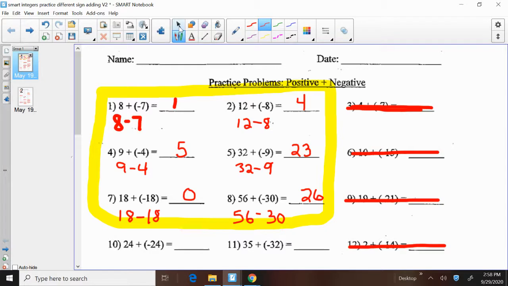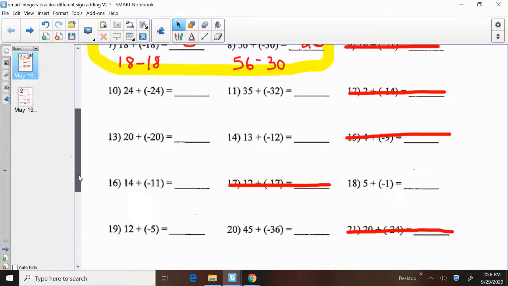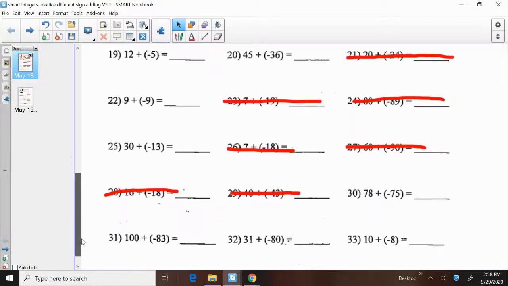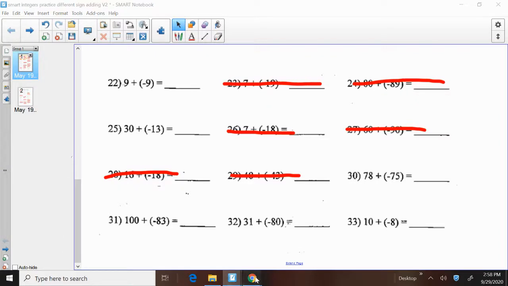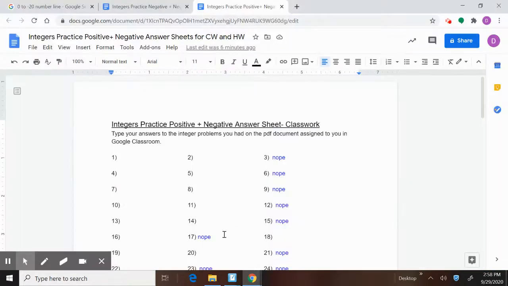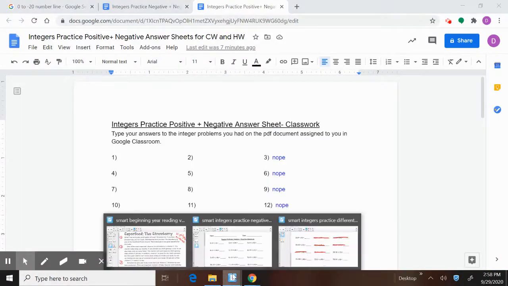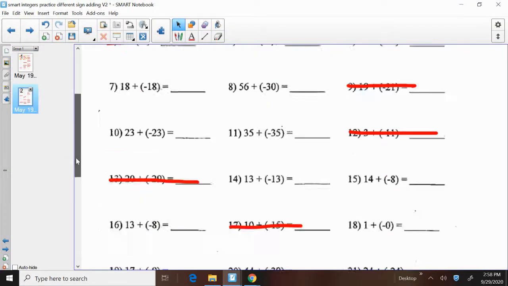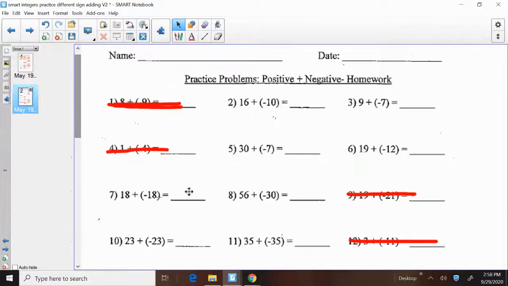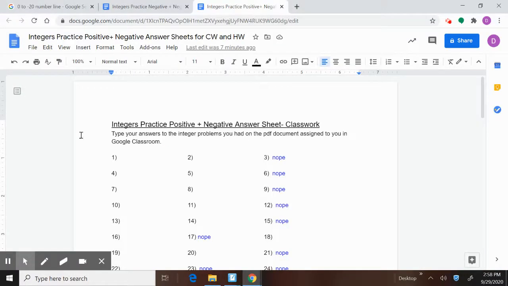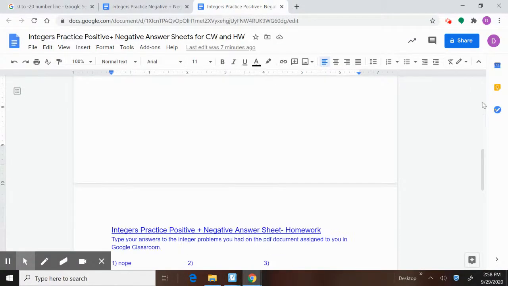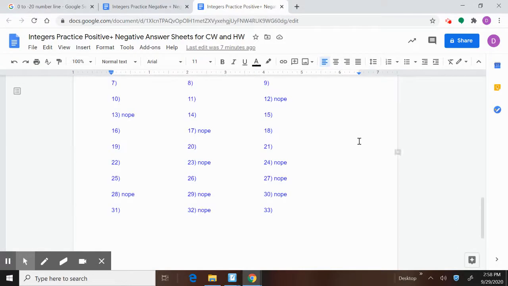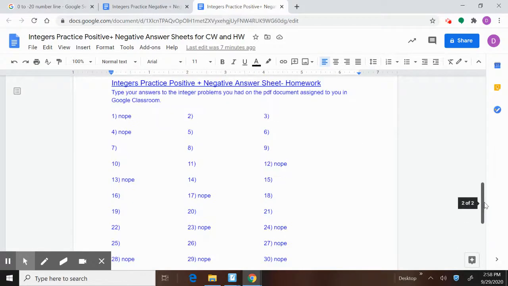All right, so that's all the examples I think I need to show you because it's pretty cut and dry and straightforward. Your task will be to complete the problems that aren't crossed off and put them on the answer sheet that I showed you earlier. And then you will also have a homework sheet with similar problems. And again, on the homework sheet, you have some problems that say nope, which means you don't need to do those.